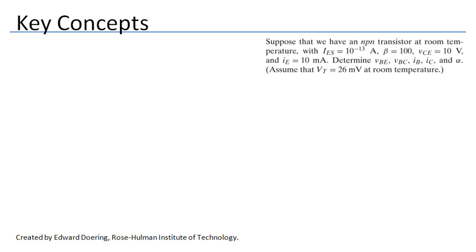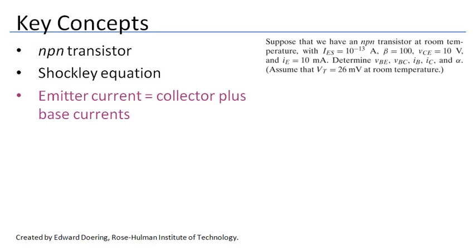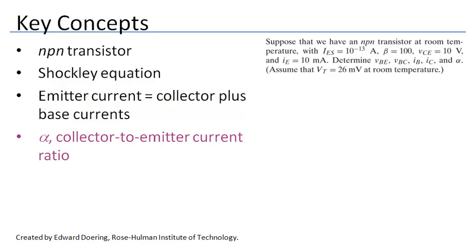In this problem, we want to determine several parameters associated with an NPN transistor. Important concepts include the NPN transistor, the Shockley equation, the fact that emitter current equals collector plus base currents, alpha, which is the collector to emitter current ratio, and beta, which is the collector to base current ratio.